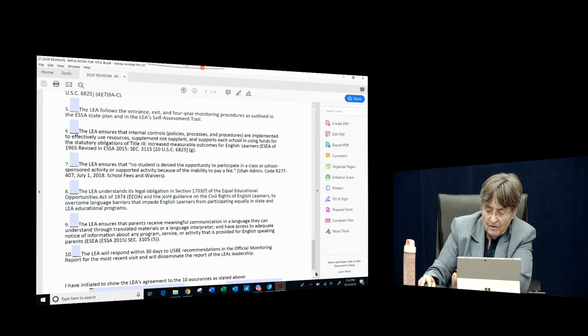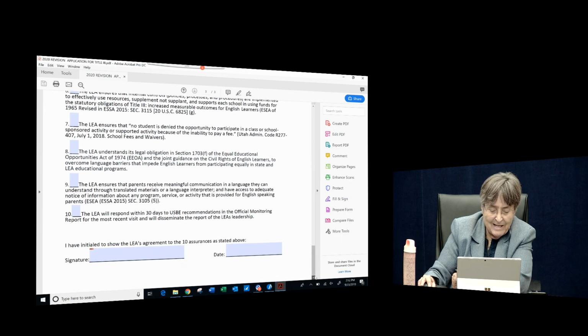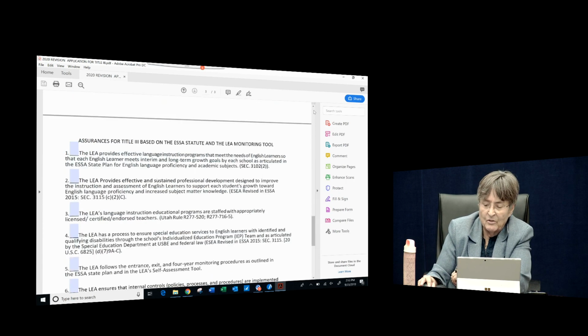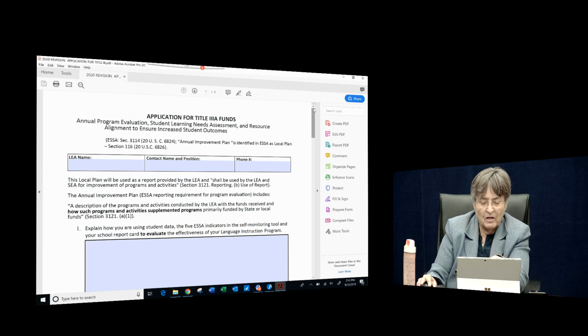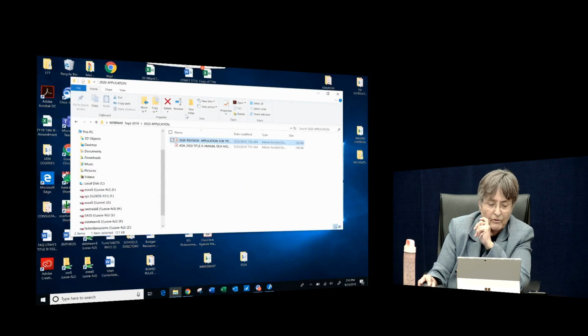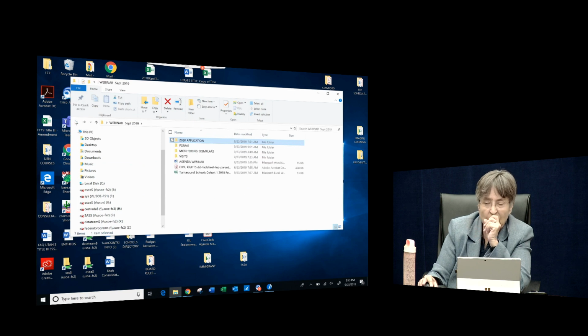So these are the 10 assurances that are connected to the application. You have to make sure that you sign it and date it, and the signing and dating should be connected to the LEA name, the contact and position, and the number of the person. Those are the 2 major pieces for applying for funding. Consortiums don't have to worry about this because they've already signed an MOU.